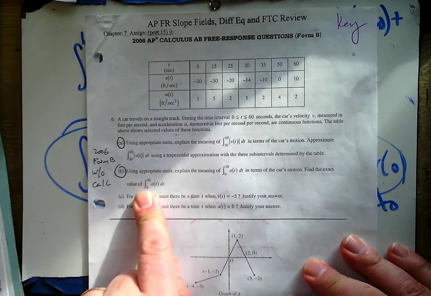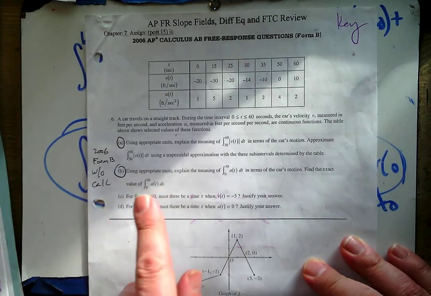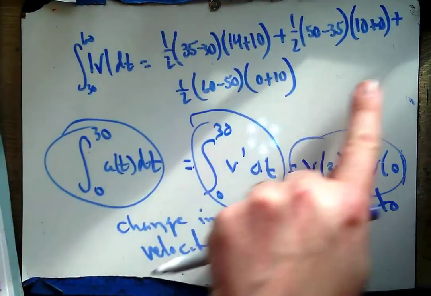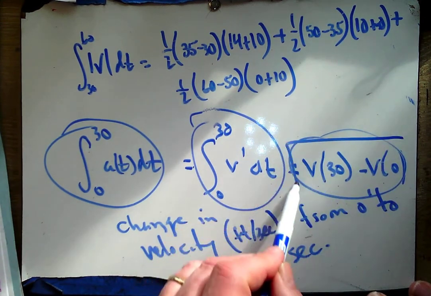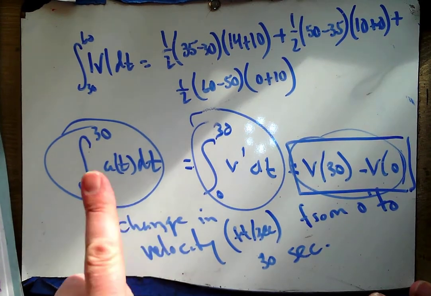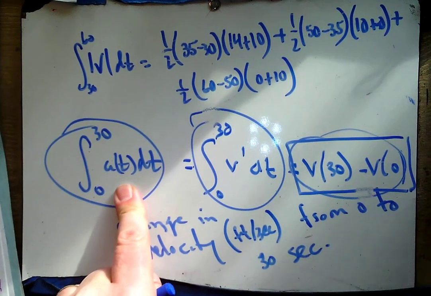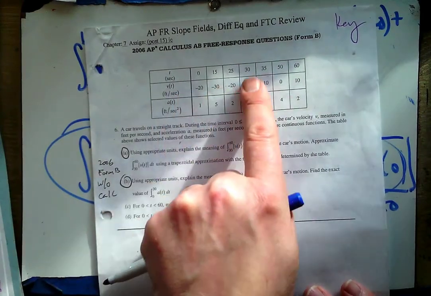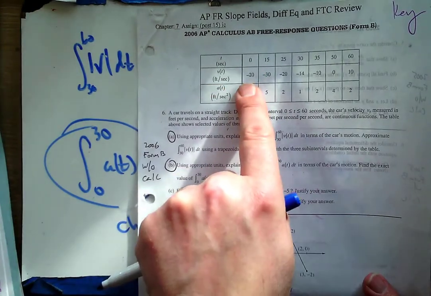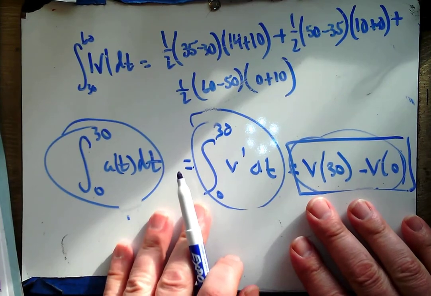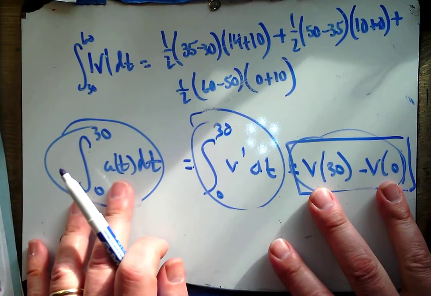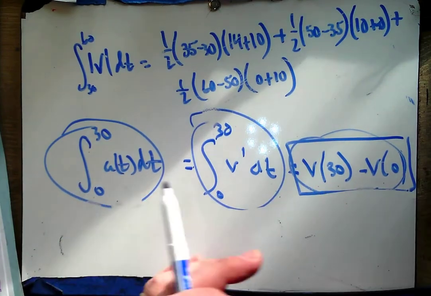Okay. Find the exact value. Interesting. Well, wait a second, wouldn't I just be doing some sort of an approximation? No, because I know that this integral is equal to this. Well, I know what v of 30 is, and I know what v of 0 is. So, I said in the last video, gosh, we're going to use this setup all the time. Guess what? Here it is again.